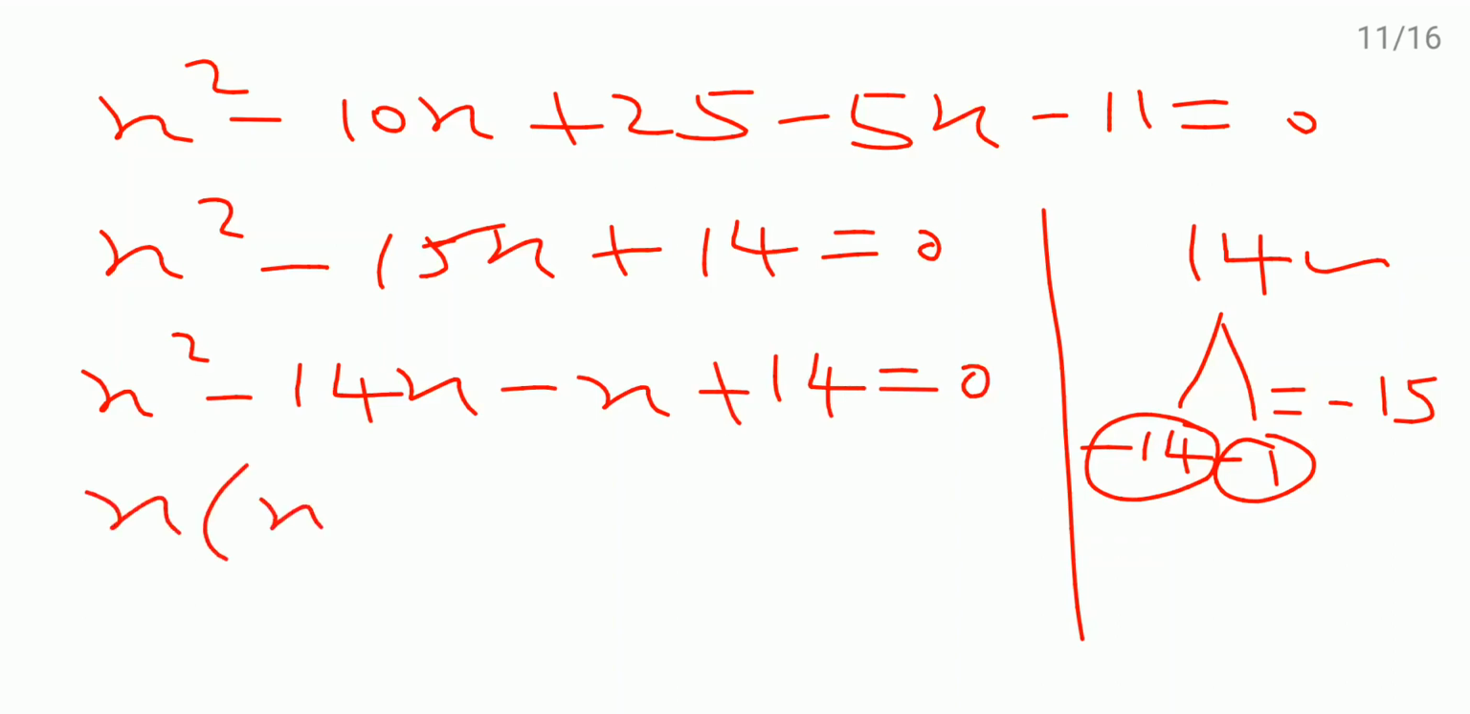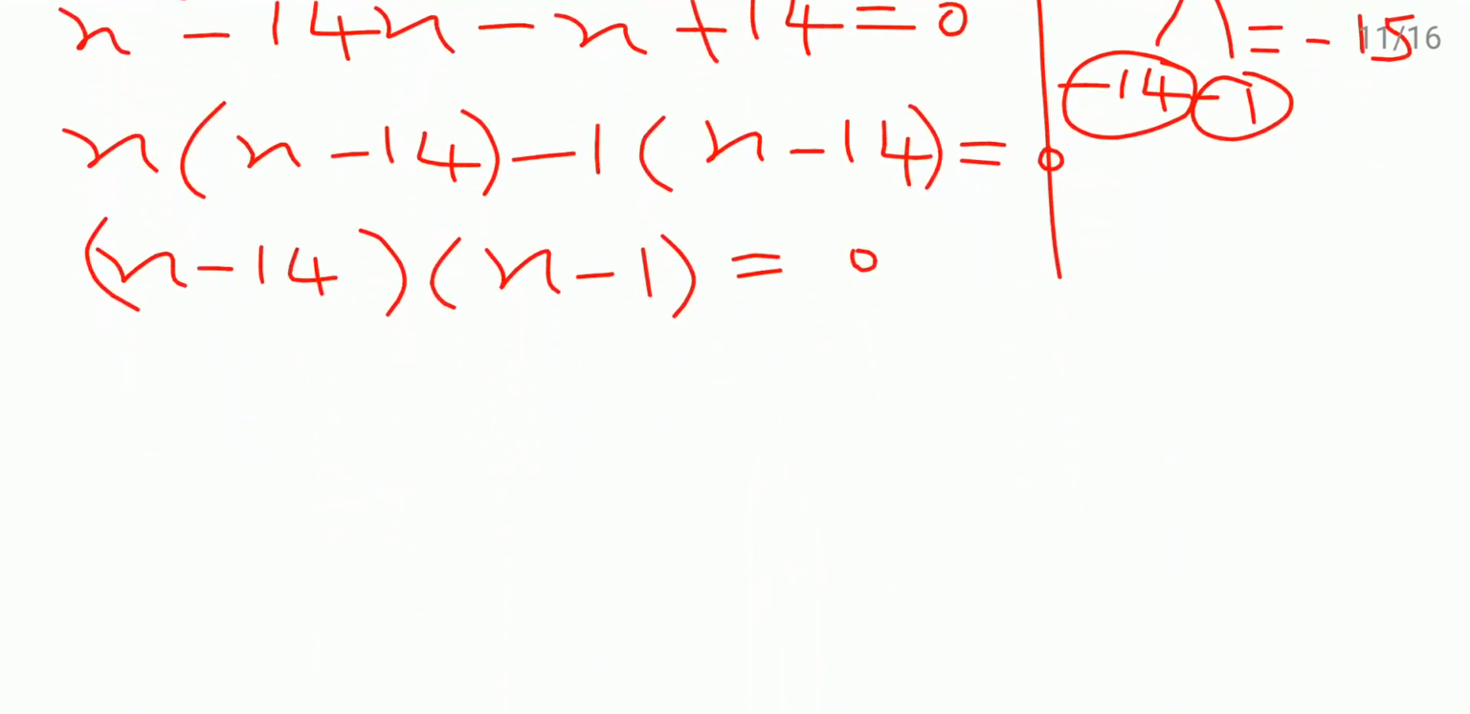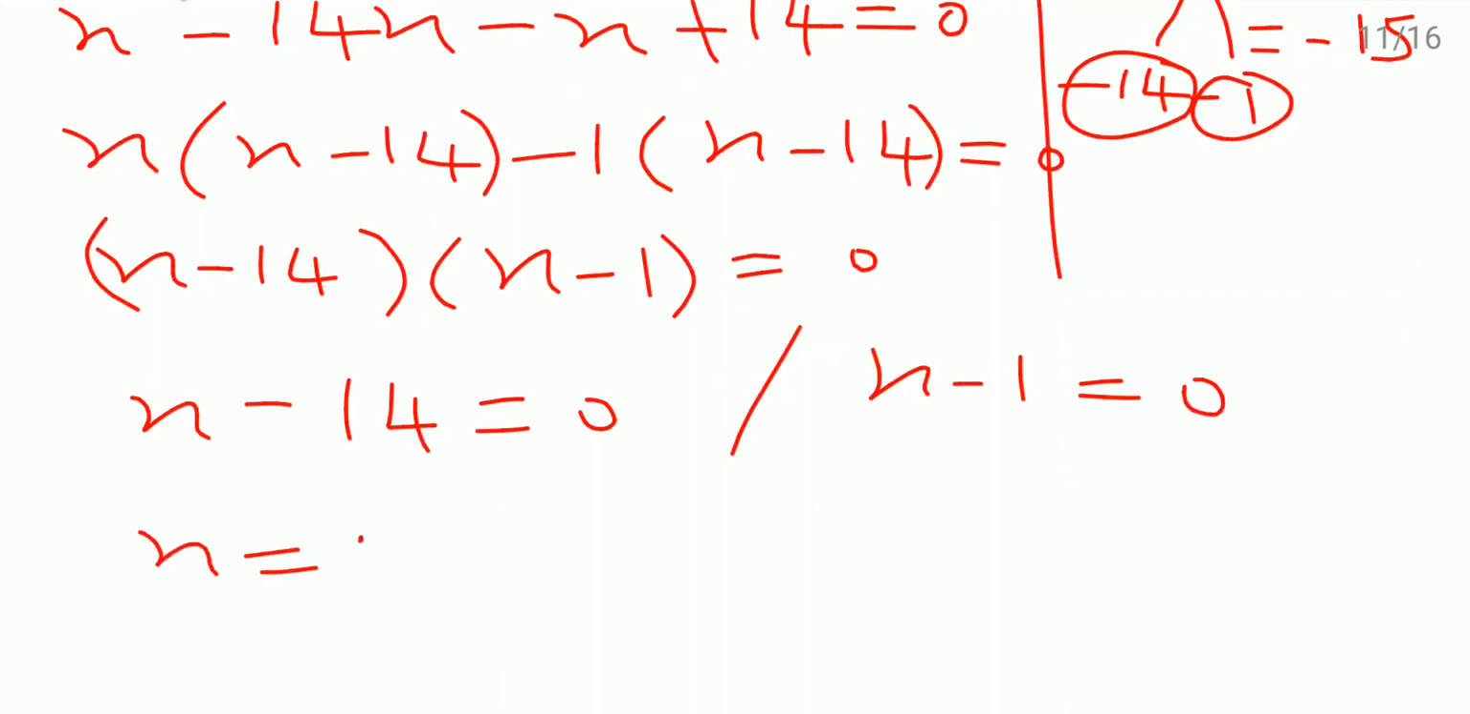So here x square minus 14x minus x plus 14, which is equal to 0. So x is common, x minus 14, minus 1 is common, x minus 14, which is equal to 0. So x minus 14 in one bracket and x minus 1 in the other bracket. So here the value of x, I can write this one 0 and this one 0. So x is equal to 14 and x is equal to 1. See, both the values are positive and both the values satisfy the equation. So which one is the correct one?